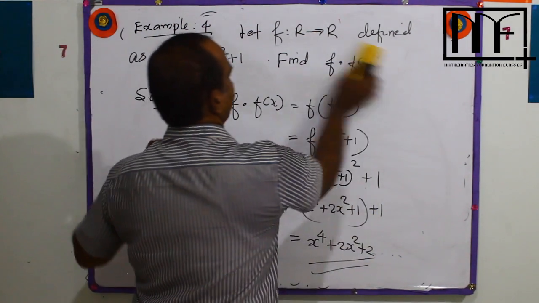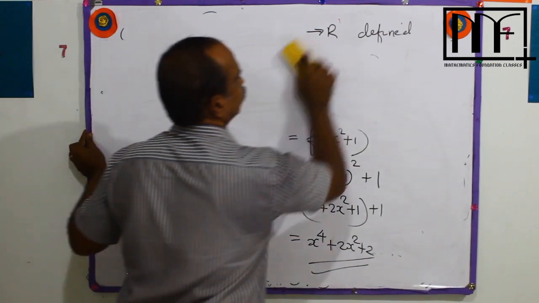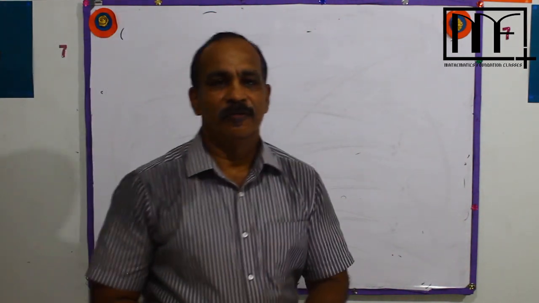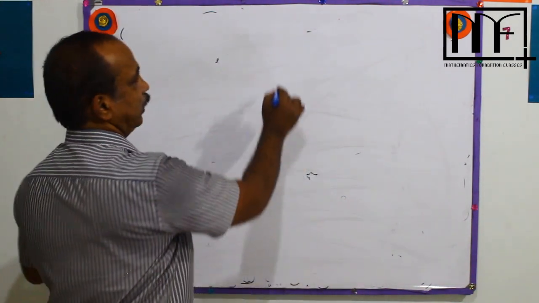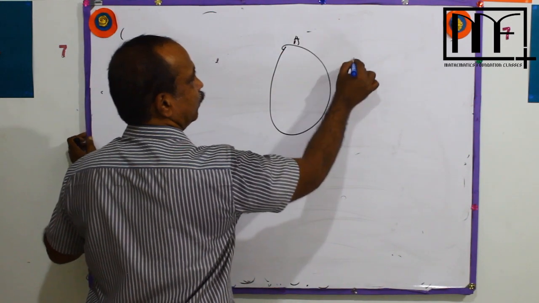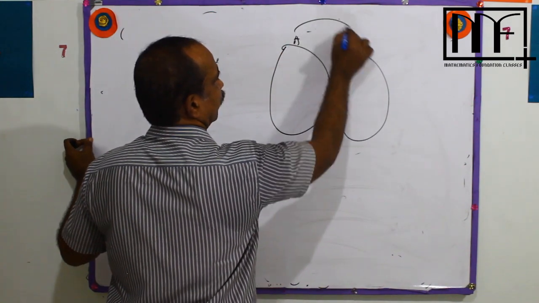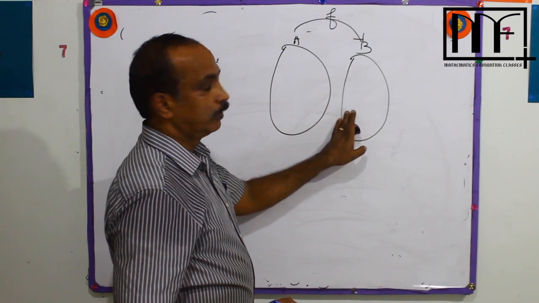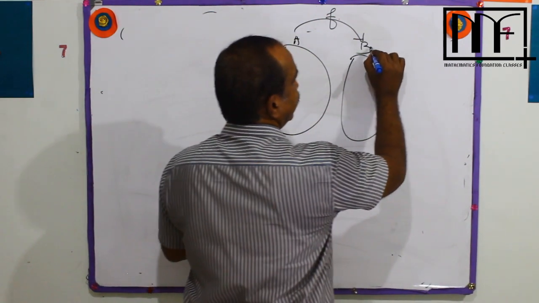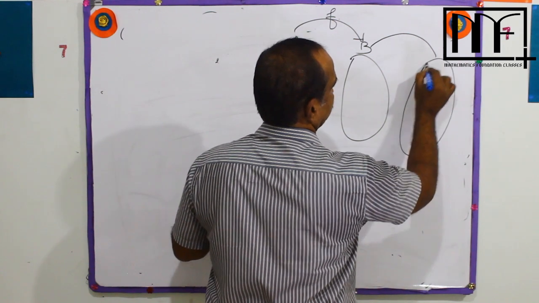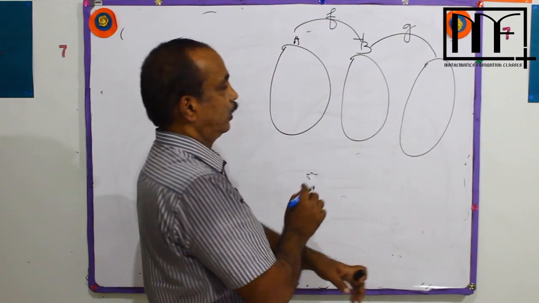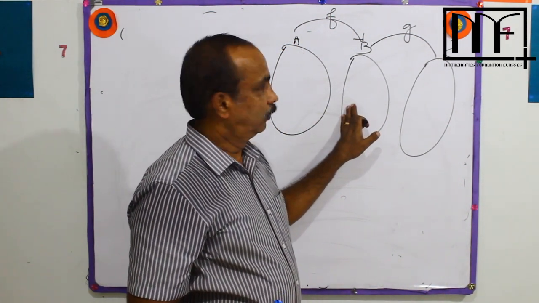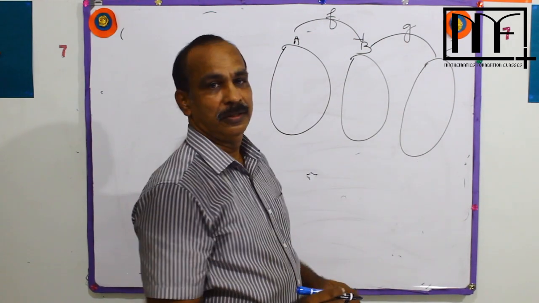Okay, now let us review what we learned from the composition of functions, just to reflect on what we learned today. We learned the composition of functions. If f is a function from A to B, where A is the domain set and B is the range set, and g is another function from B to C, B is the domain set for the function g, and C is the range of the function g.